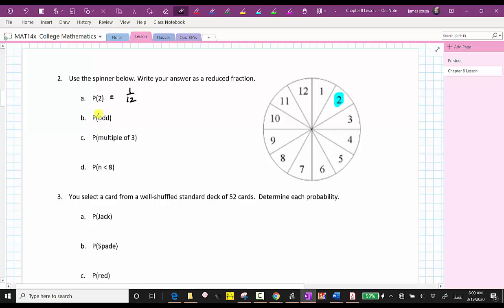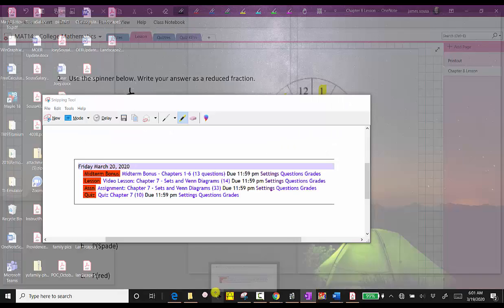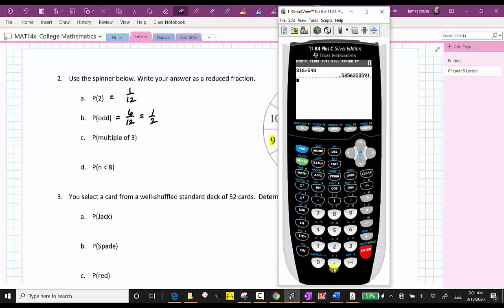Next, we want the probability of an odd. Half of the numbers from 1 through 12 are odd. The odd numbers are 1, 3, 5, 7, 9, and 11. There are 6 favorable outcomes out of a total of 12. The probability of rolling an odd number is 6 divided by 12, or 6/12, which simplifies to 1/2. Now remember, if you forget how to simplify a fraction on the calculator, you can just take 6 divide by 12, enter, math, enter, enter, and it will give you the simplified fraction.